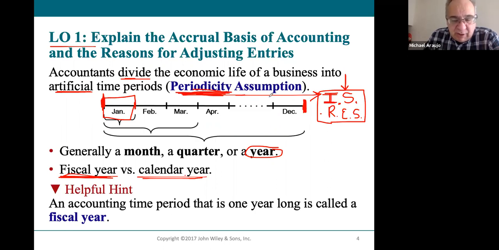Again, it has to be 12 consecutive months to be the year. So thus, that's a fiscal year. It's still a 12-month accounting period, but it's used a little bit differently. And it's an option for some businesses. Like I said, it makes a lot more sense for retail than it does for other businesses.